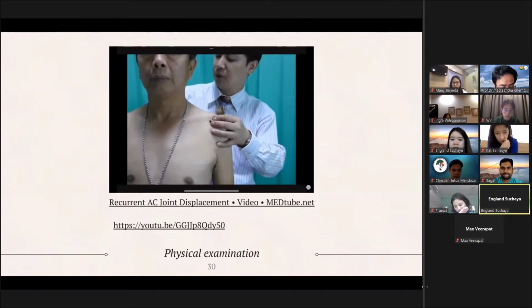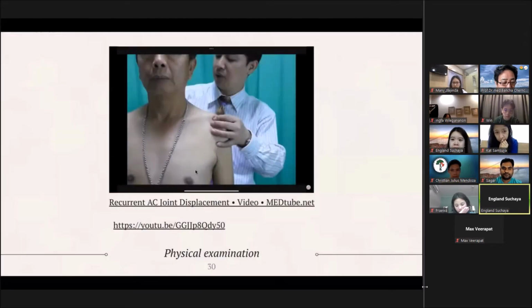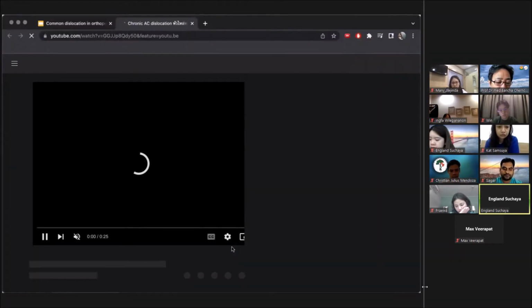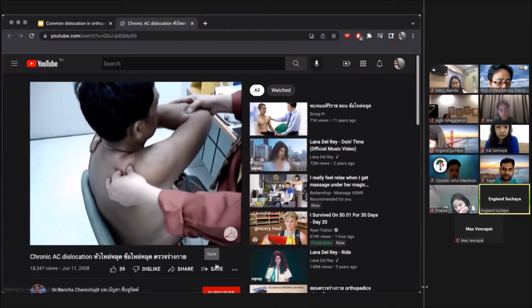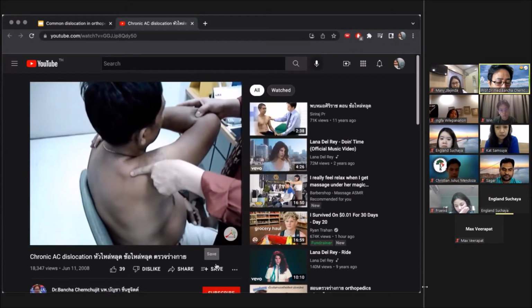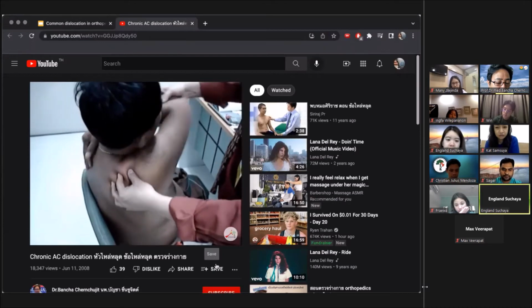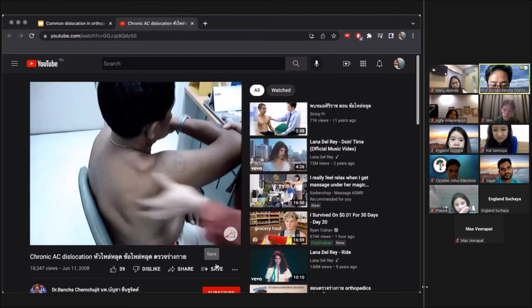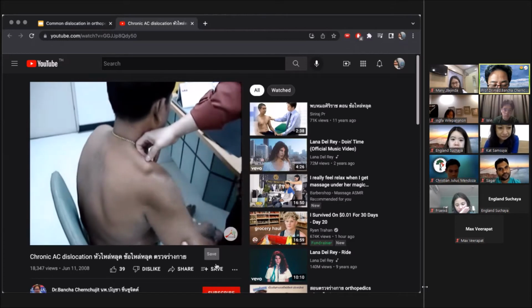And this is the video of a recurrent AC joint displacement. So deformity will be obvious when you're performing adduction, right? Or when you're performing scapular protraction, okay? The chronic AC dislocation.